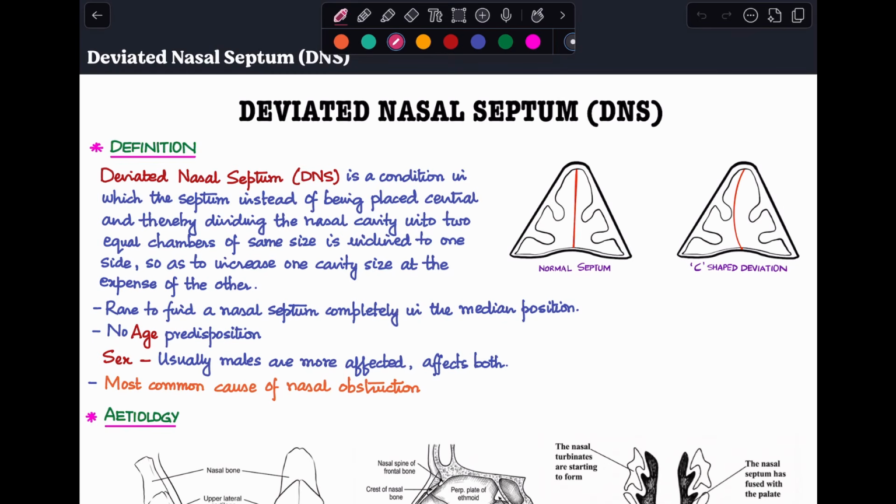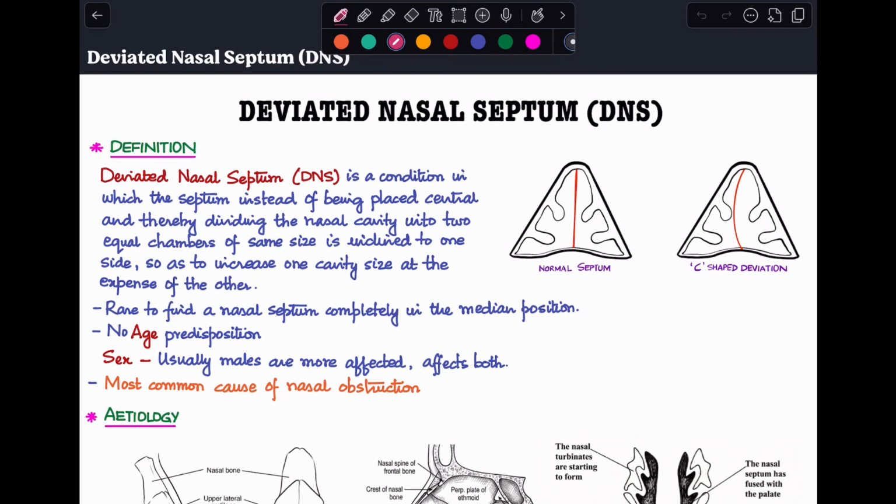But when the DNS ends up causing some kind of symptoms, for example, the most common symptom that it causes is nasal obstruction, or it is leading to middle ear infections, or there is epistaxis as a result of it. At that point, you have to decide to treat the DNS. In that case, you do not just ignore the presence of it.